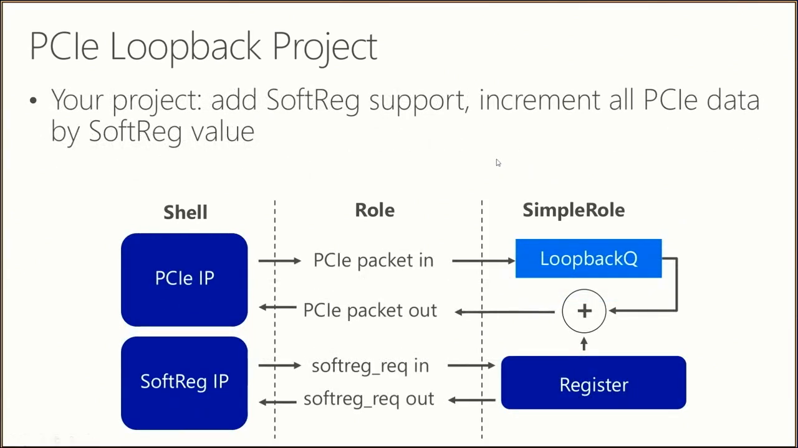You can slightly modify the PCIe loopback project by adding soft register support. Instead of directly sending the same data back to the host, you can increment all PCIe data by the soft register value. You can see here, in addition to the PCIe packet, you can have a soft register request, and you can store the soft register data in the register, and then add it to the PCIe packet data.